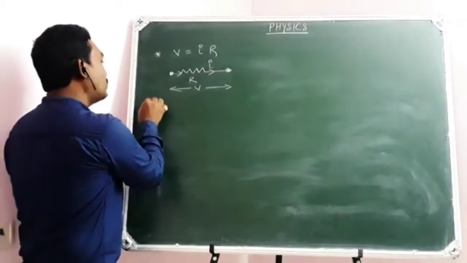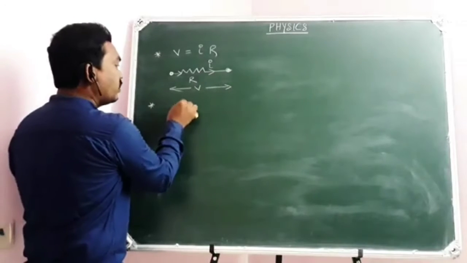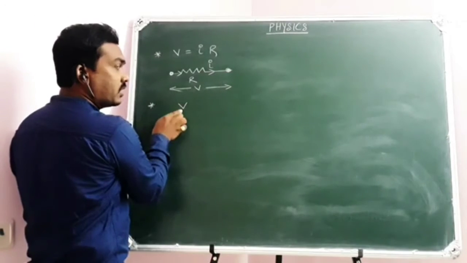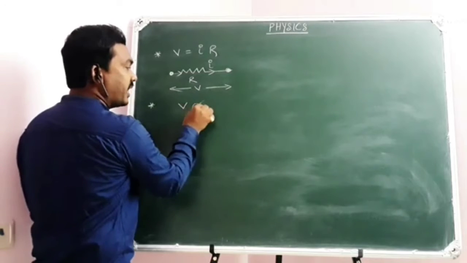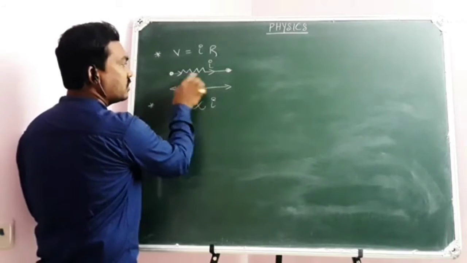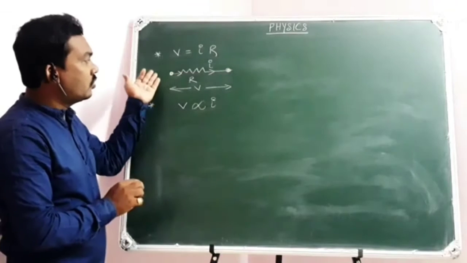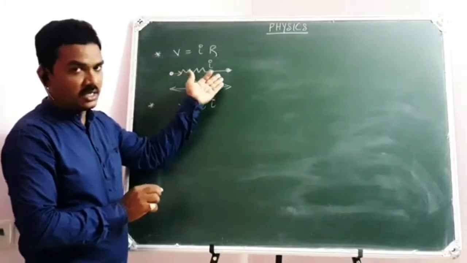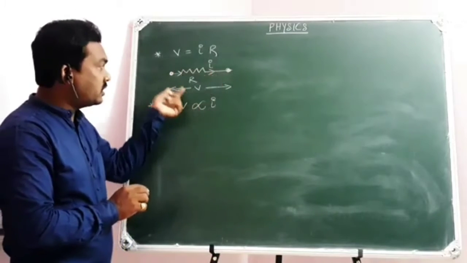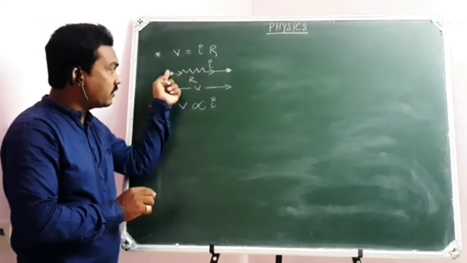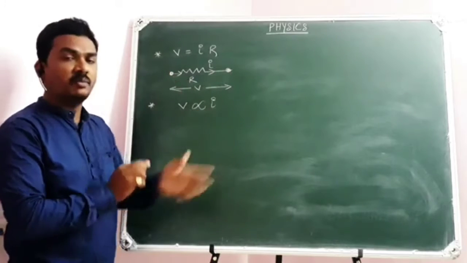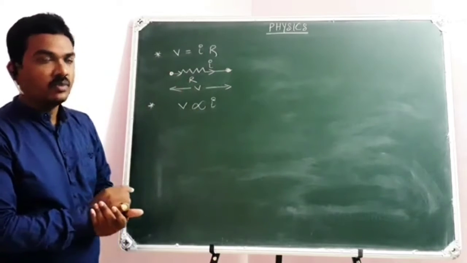And at the same time, the Ohm's law statement is: potential difference across the terminals of a conductor will be directly proportional to the current passing through the conductor. Don't forget this. If there is a conductor whose current is I, then the potential difference across the terminals of the conductor varies directly proportional to the electric current.